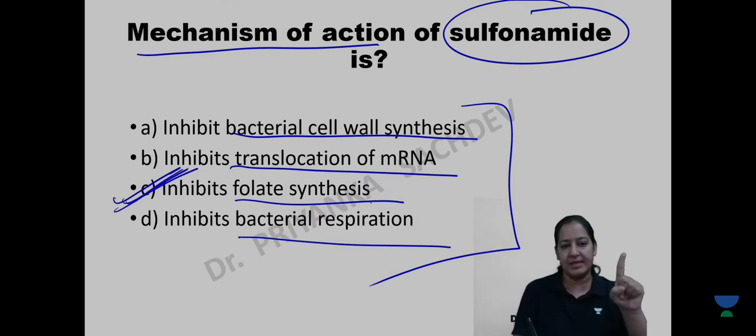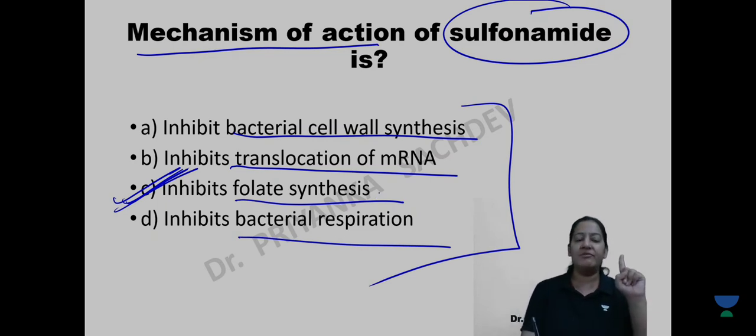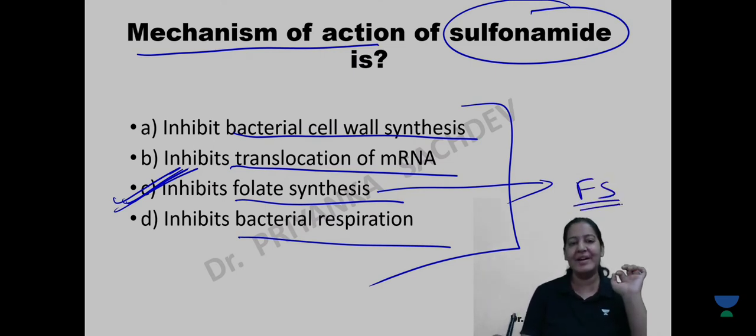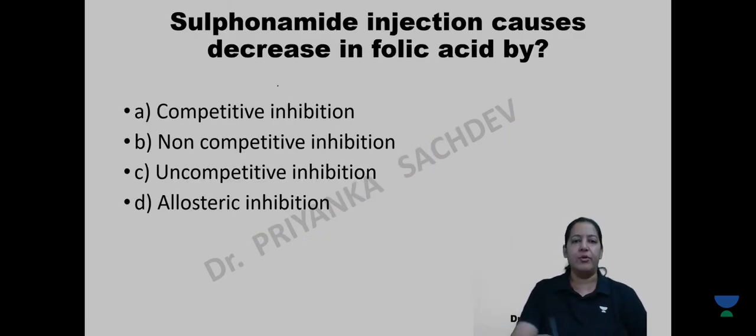It inhibits folate synthesis. And which enzyme? Farhad, tell me the exact enzyme. In folate synthesis, the enzyme is folate synthetase. Very good, Farhad. The correct answer here is C. The next question is in front of you.